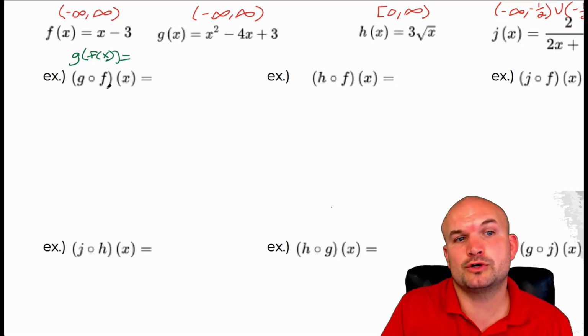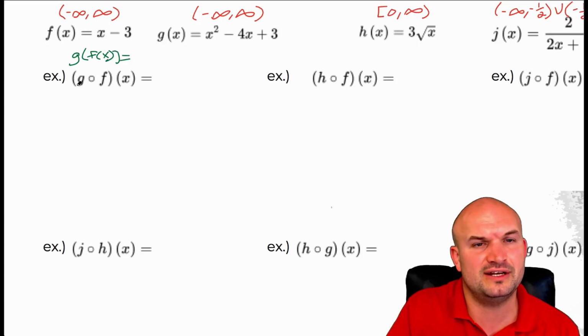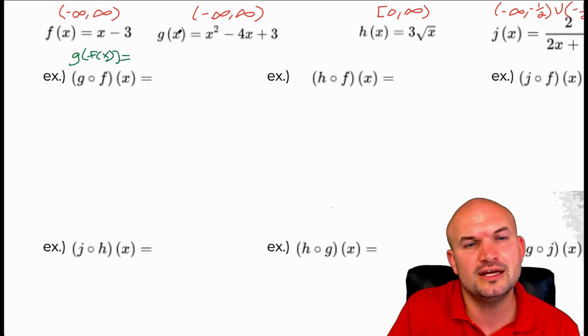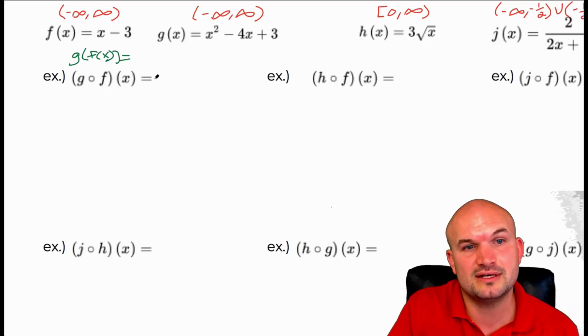So basically what we're going to do then is take the g of x function and plug in f of x. I think I can fit it in there. So let's take a look at what that would look like. If I take my g of x function and plug in f of x's here, it's going to look like f of x squared minus 4 times f of x plus 3.